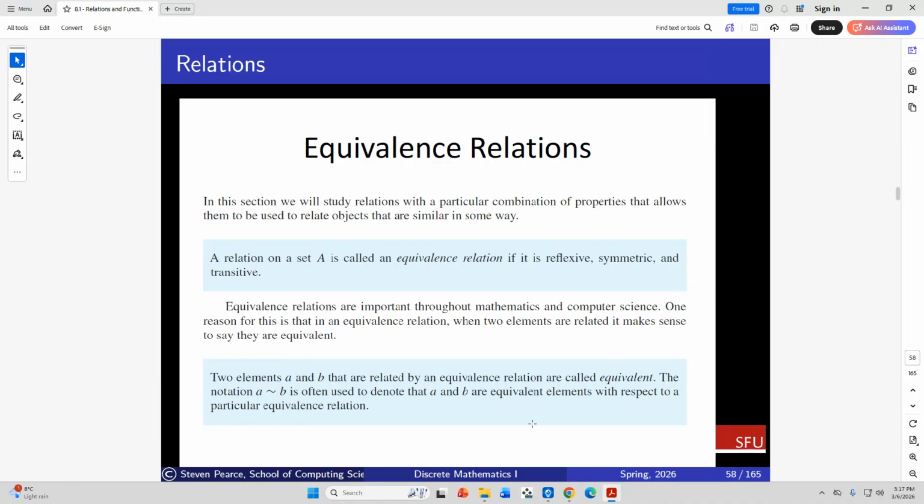You can read this. Two elements A and B related by the equivalence relation are called equivalent. The notation A squiggle or tilde B is often used to denote that A and B are equivalent elements with respect to a particular equivalence relation. Actually, it's the three lines that most people use, the three lines that this book, unfortunately, uses for logical implication or logical equivalence.